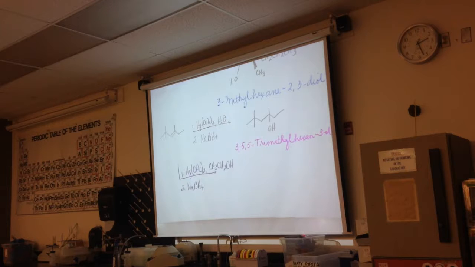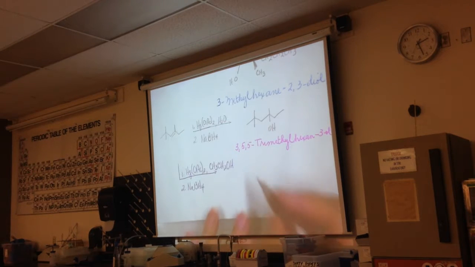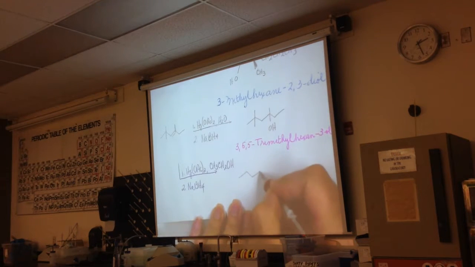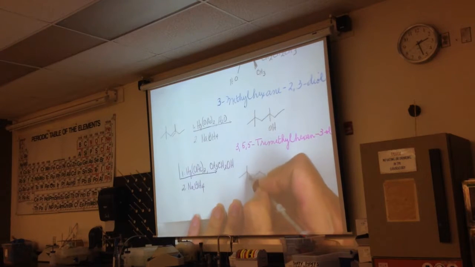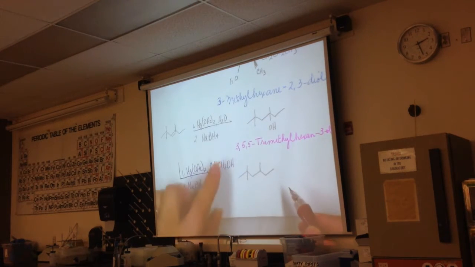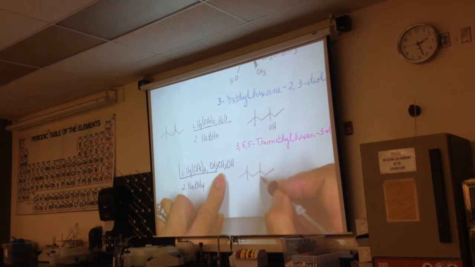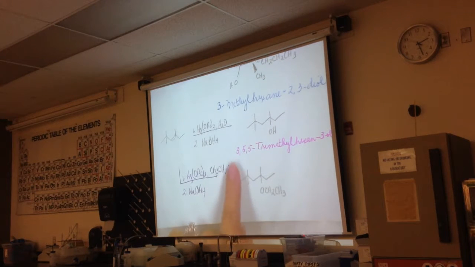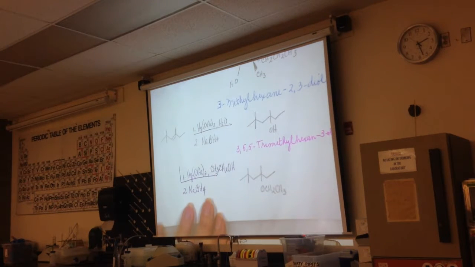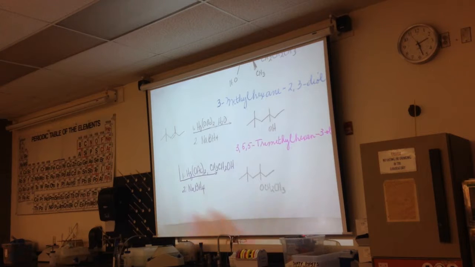And so everything would look exactly the same way. The only difference here is the alcohol will go ahead and make an ether. So it looks like that. It's like you lost that hydrogen. You're forming an ether. Does everybody remember how to name that one?